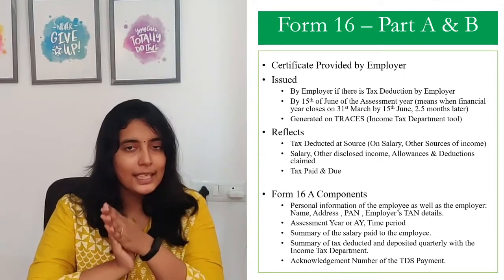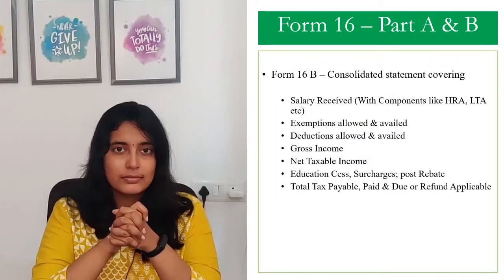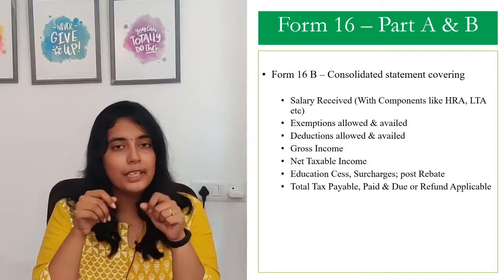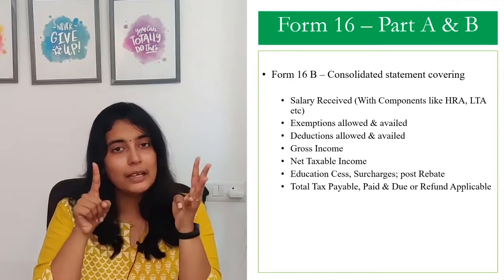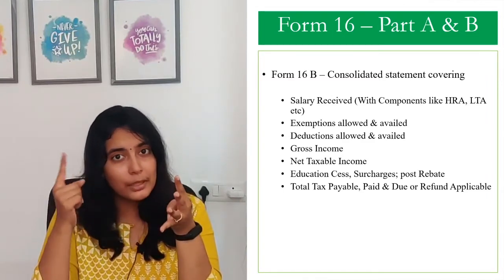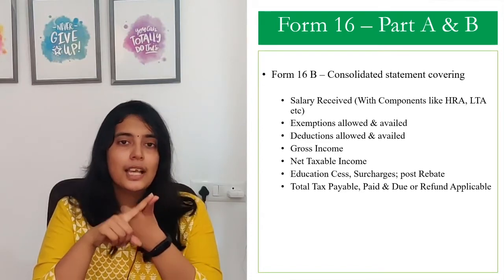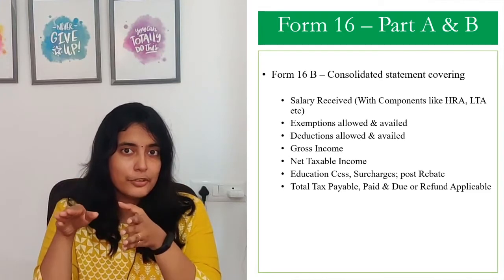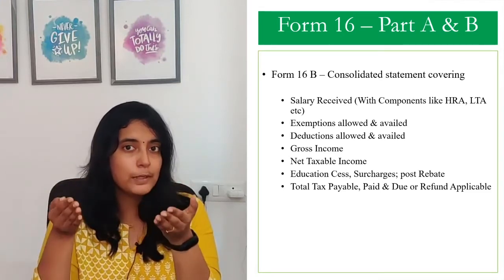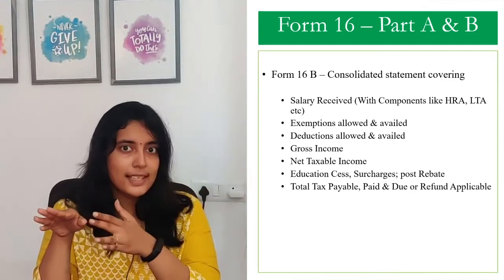Now, Part B is the main and important part. What is present in this Part B? In Part B, you will have details about your salary income, allowances, deductions, income from any other sources which you have declared to the company. Then finally your total tax liability and the tax that has already been paid and what needs to be paid in addition, or any refund that you are eligible for from the government itself. So Part B contains all of these details.